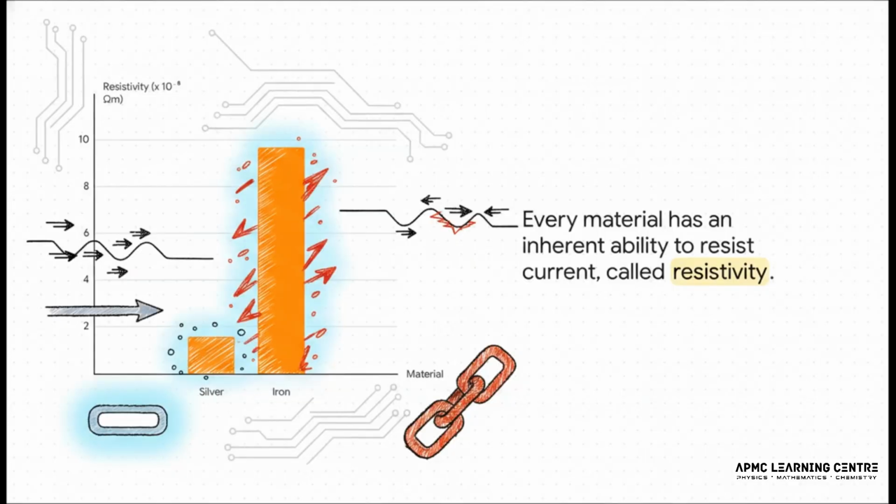But it's not just about the shape of the road. The road's surface itself matters, right? The material is absolutely critical. Every single material has its own built-in inherent ability to resist current. We call that resistivity. And this chart shows a fantastic comparison. You've got silver, one of the best conductors out there, with super low resistivity. And then you have iron, which puts up much more of a fight. You can think of this property as the material's unique electrical DNA.